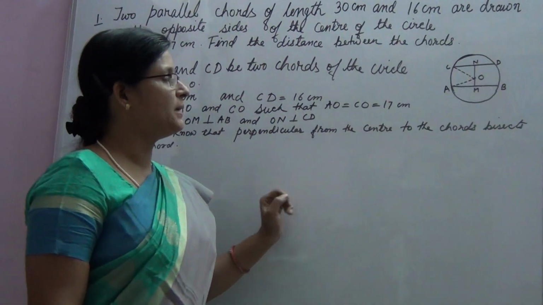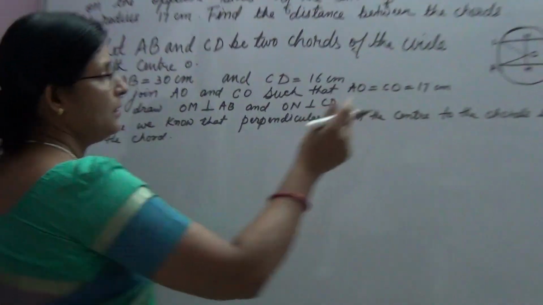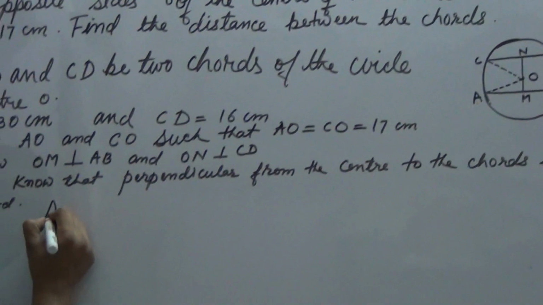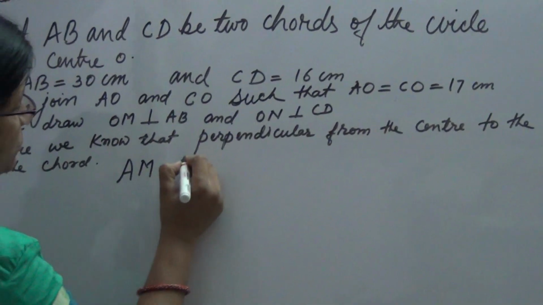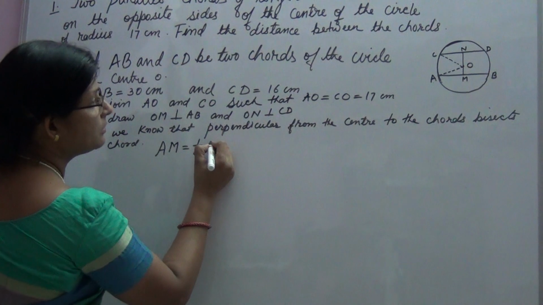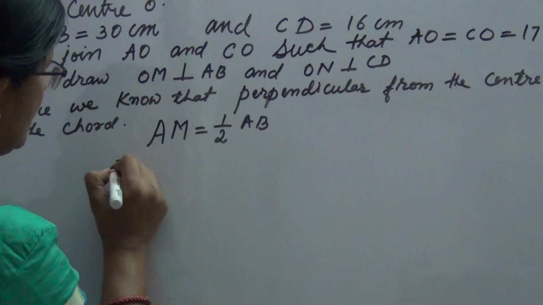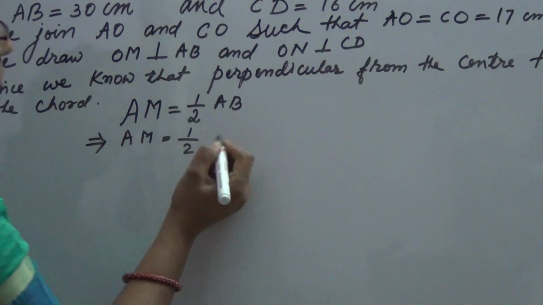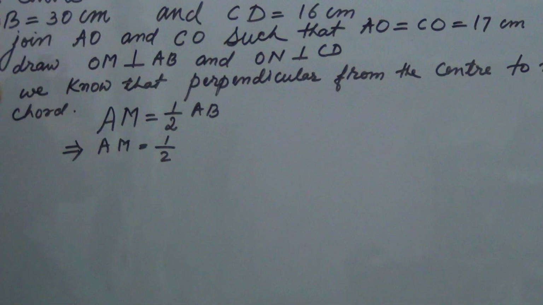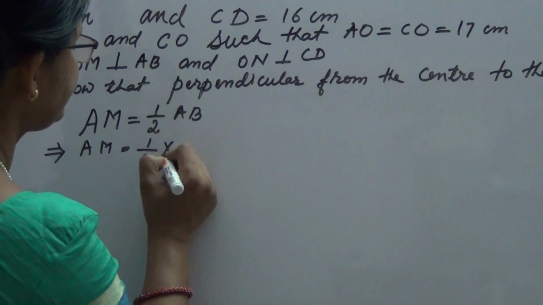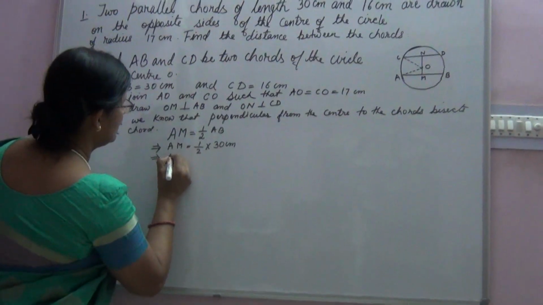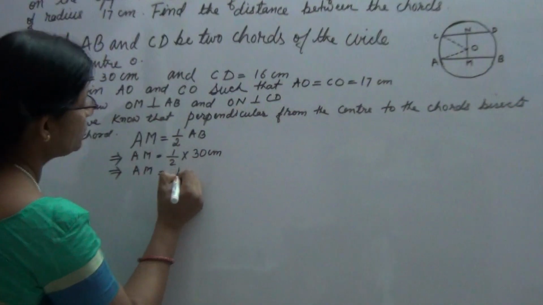So using this property, what we will get is that AB has been bisected by OM. So we can write AM is equal to 1/2 AB. This implies that AM is equal to 1/2 the value of AB, which is already given, that is 30 centimeter. This implies that AM is equal to 15 centimeter.